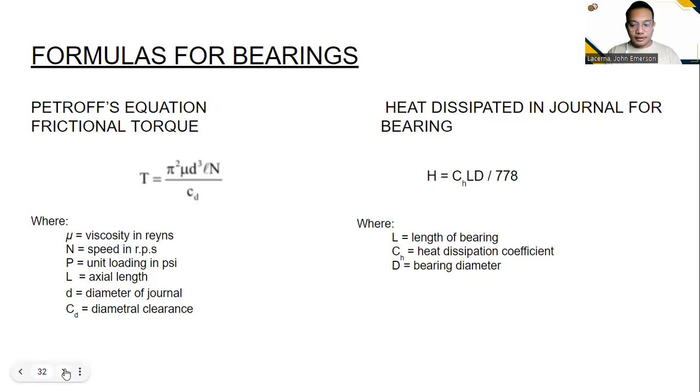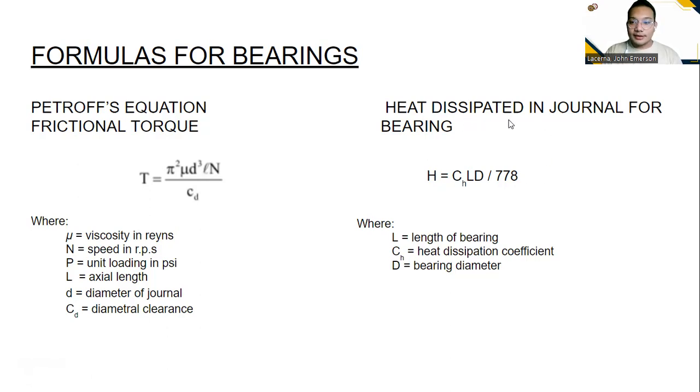Yun yung ating Petrov's equation. Pero dito sa ating slide share, Petrov's equation is used in frictional torque to find the frictional torque. Okay, this equation gives the frictional torque due to viscous drag, and it can be expressed in terms of equal and coefficient of friction of the bearing. So meron siyang viscosity na if ever meron tayong lubricant sa ating bearings. Okay?